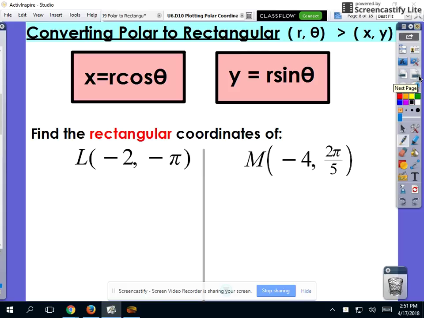Let's try these rectangular coordinates. Actually, I want you to try this on your own before I show you. So I'm going to pause it. You should pause this video and try these two on your own and check your work.